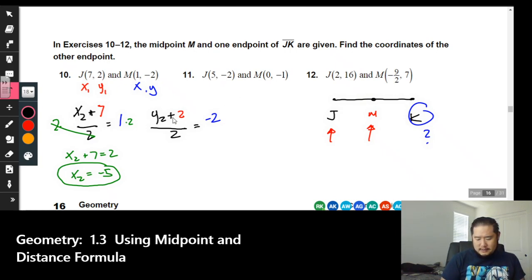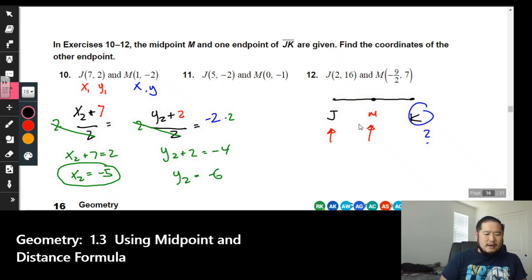We'll go ahead and multiply both sides by 2 to once again get rid of our denominator right here. That cancels. We've got y sub 2 plus 2 is equal to -4. And then subtract 2 from both sides, and we've got -6. So what that's going to tell me is that our endpoint happens to be at -5, -6. And that right there is our endpoint, and that would be point K.